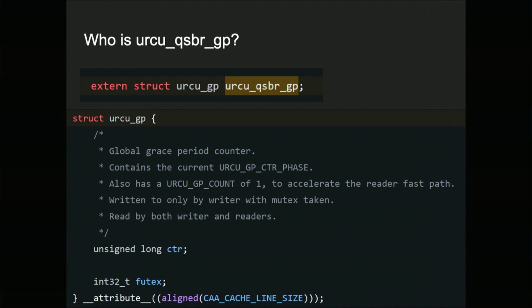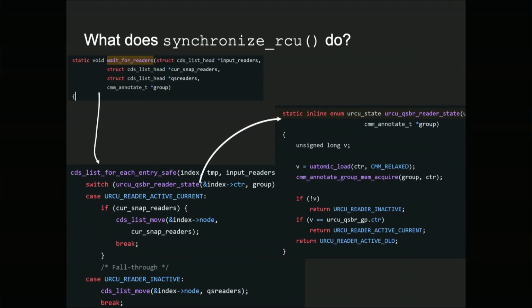You may wonder what URCU QSBR-GP is. Here's the definition. It's simply a counter and a few tags. On the right side, the most important function is synchronize RCU. It's a bit complicated, so let's focus on the function wait for readers. Inside the function, it checks each reader's local counter and compares it to the global counter. It only exits when all counters are matched.